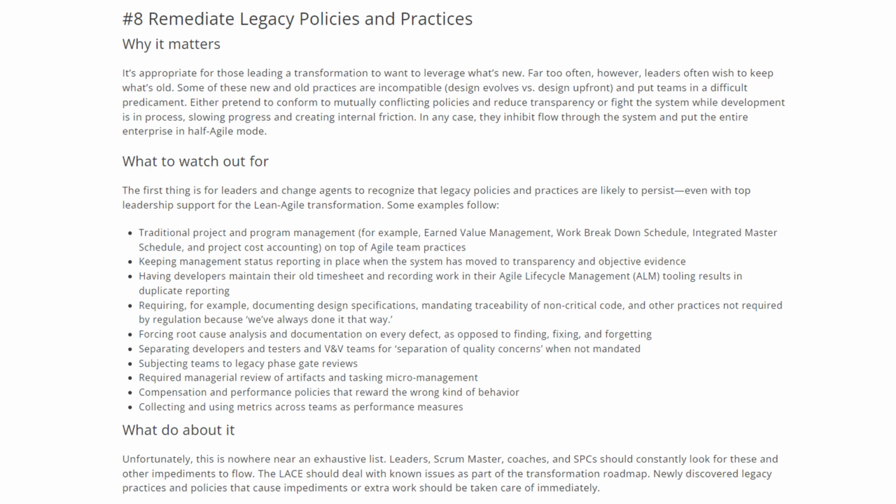The eighth flow accelerator is remediate legacy policies and practices. Why does it matter for team flow? It is appropriate for those leading a transformation to want to leverage what's new. Far too often, however, leaders wish to keep what's old. Some of these new and old practices are incompatible, for example, design evolves versus design upfront, and put the teams in a different predicament. Either pretend to conform to mutually conflicting policies and reduce transparency, or fight the system while development is in progress, slowing the progress and creating internal friction. In any case, they inhibit flow through the system and put the entire enterprise in half agile mode.